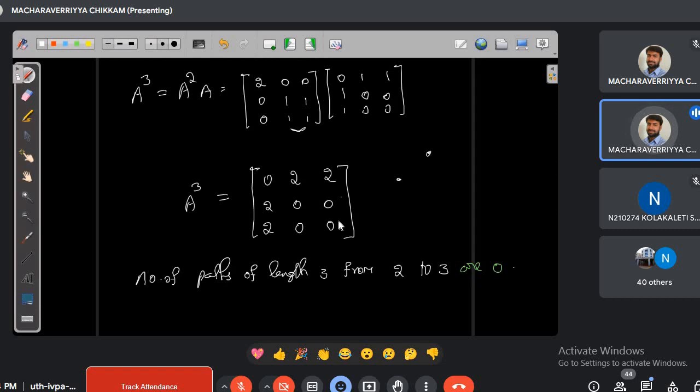Let's look at the picture. I hope I have taken this as 1 2 3. So if you want to come from 2 to 3, you need to travel an even number of edges. That's it. You can't travel by an odd number of edges. So there is no path of length 3 from 2 to 3. From the picture it is very clear. So this is how, using the adjacency matrix, we can find the number of paths of a particular length.